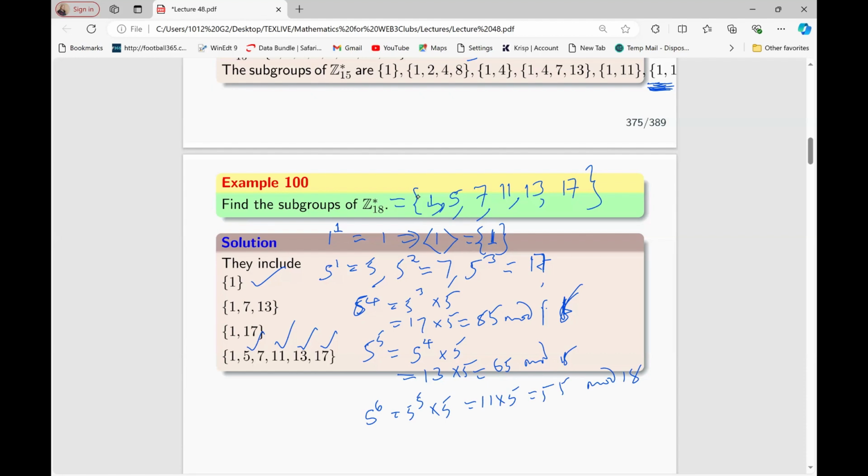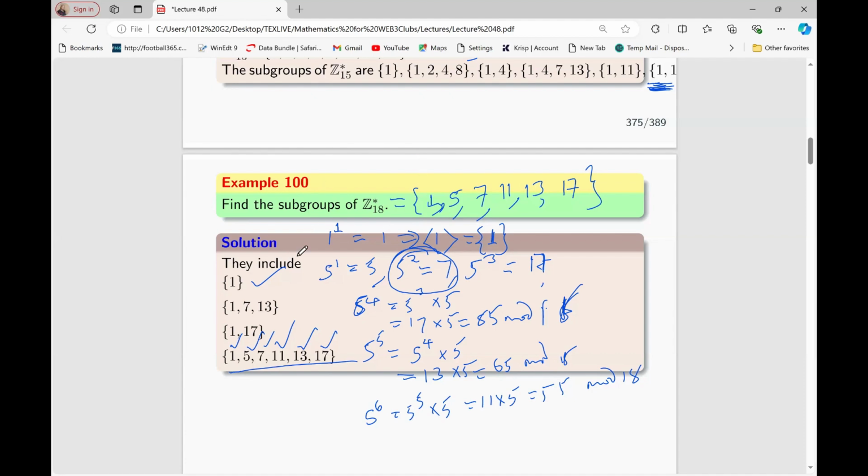Had we gotten 7? Oh, we got 7 when we did 5 twice. When we did 5 twice, we got 7. So that means 5 generates this subgroup.